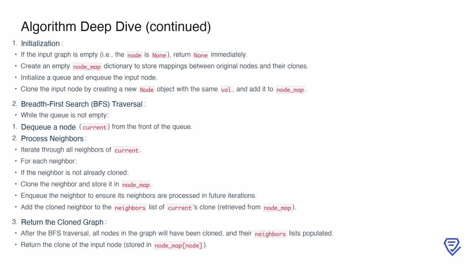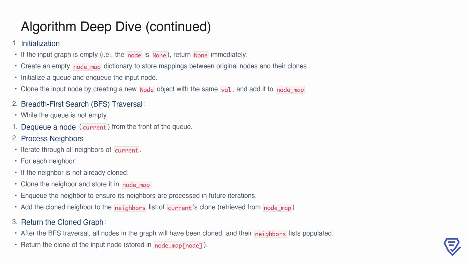We then initialize a queue and enqueue the input node. At this point, we also clone the input node by creating a new node object with the same val, storing this clone in node_map. Next comes the BFS traversal. While the queue is not empty, we dequeue a node, referred to as current, from the front of the queue.